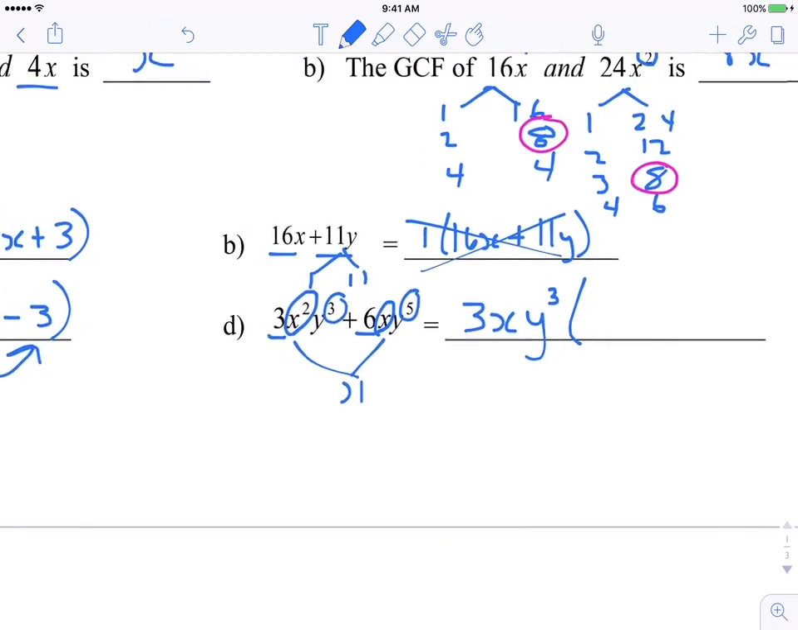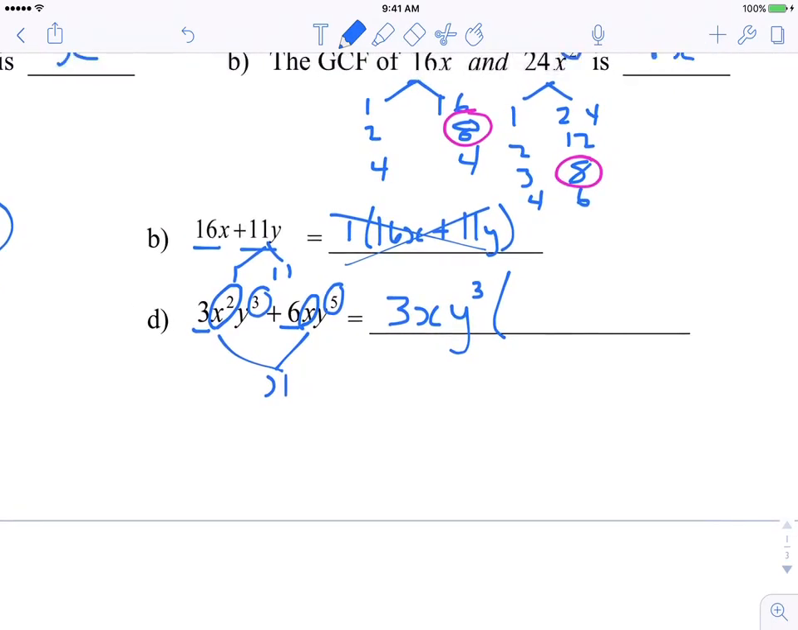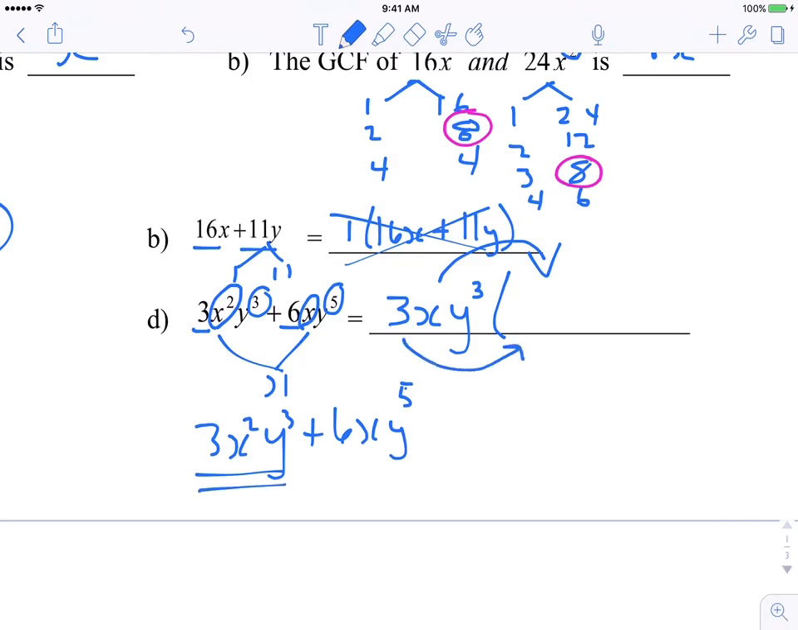So what I put in brackets now, whatever I'm going to distribute, when I distribute 3xy cubed to what's in the brackets, I should end up with 3x squared y cubed plus 6x y to the power 5. I must end up with that. So what am I going to multiply 3xy cubed by to get the first term, 3x squared y cubed? Well, 3 times a 1 will be 3, but I'm not going to write the 1 because that wouldn't be good form.